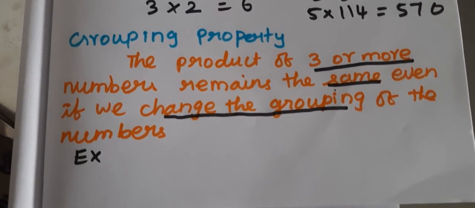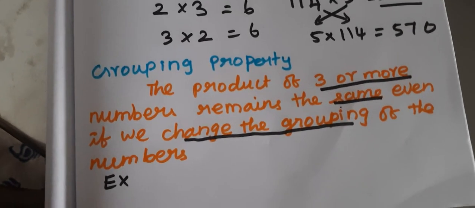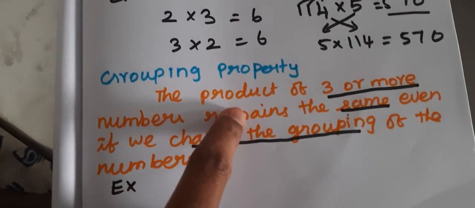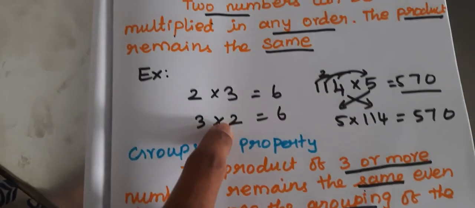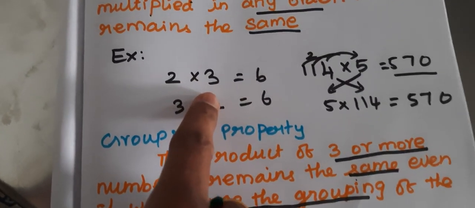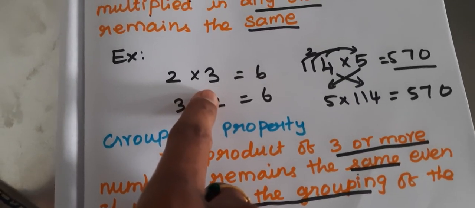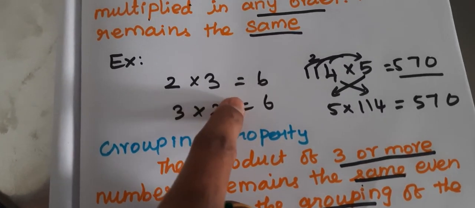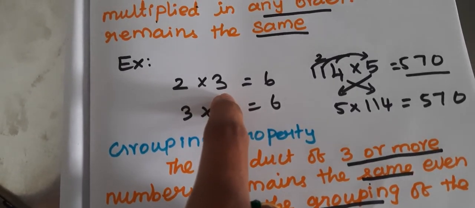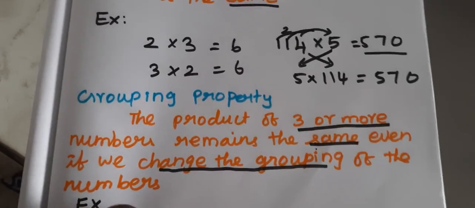Okay. Now we are going to see one example for the grouping property. As in the previous property, this is a simple number, I mean a single digit. Why I took this is so that you get clear about that property. That's why I took single digits for this example. Here also I am going to take the same one.